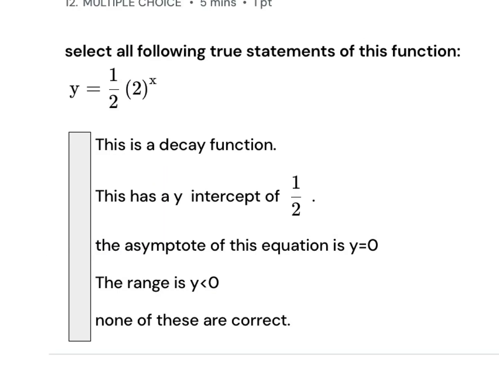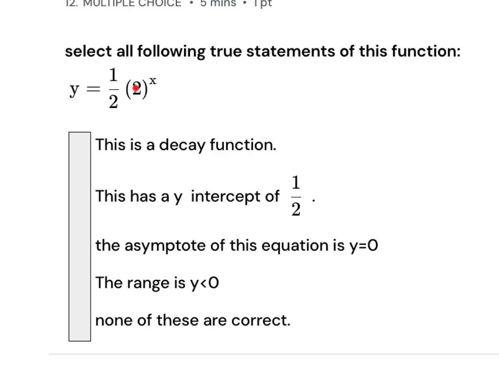Once again, we are selecting all the true statements. So this is a decay function. Is that true or false? False. How do you tell if it's growth or decay? The base, the b value. If it's bigger than 1, it's going to cause it to grow. And that makes total sense.